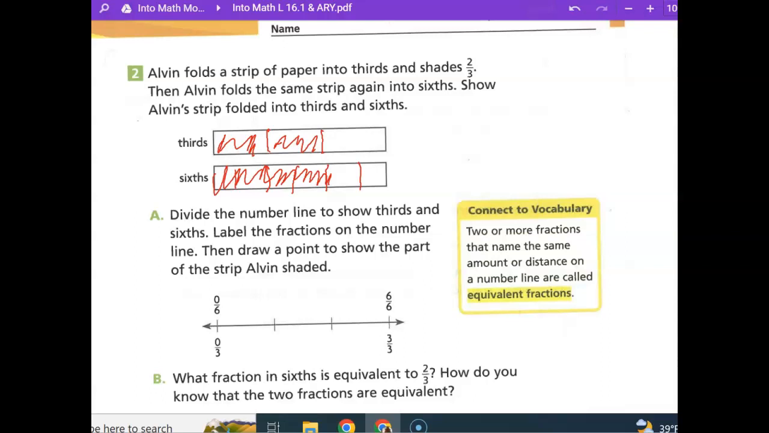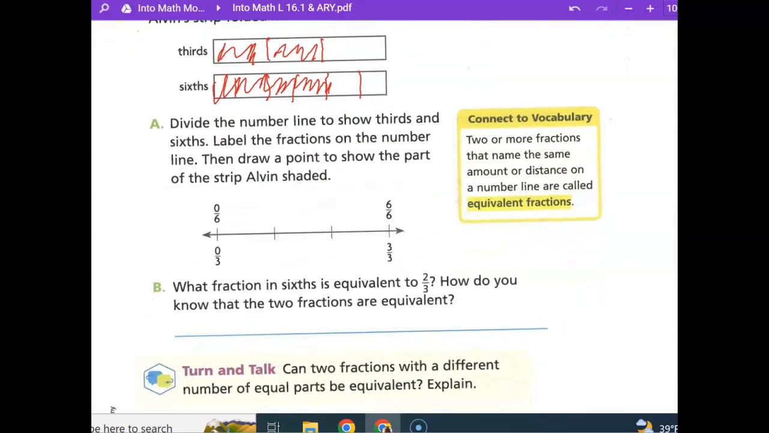Okay. Now it says divide the number line to show thirds and sixths. Label the fractions on the number line, then draw a point to show the part of the strip Alvin shaded. So we're going to do our 1/3, and we're going to do 2/3, and then it says divide it again, just like we did our square, and we're going to do our sixths up here.